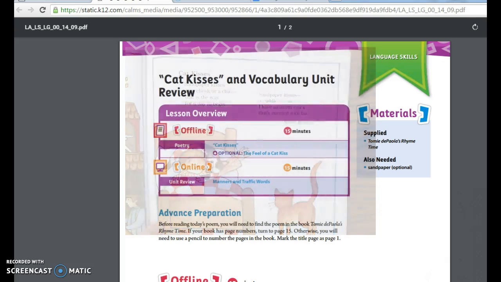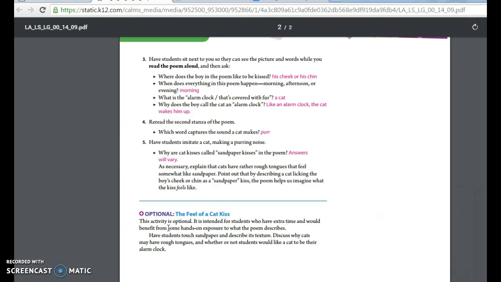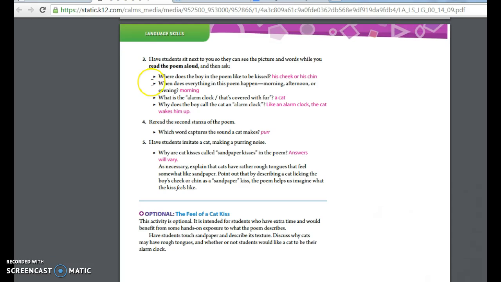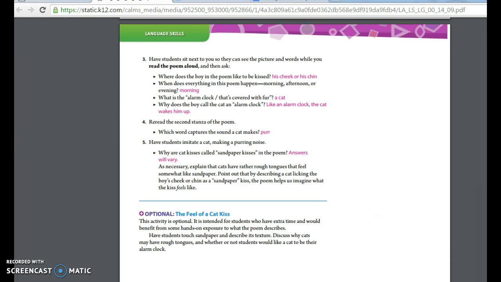Now, learning coaches, if you refer to the top of page 282 in your lesson guide, you will see these questions. This is meant to guide your discussions with your student about this poem. The questions you can ask are listed here in black, and the responses are listed in red print. So please pause this recording and discuss the poem Cat Kisses with your student.